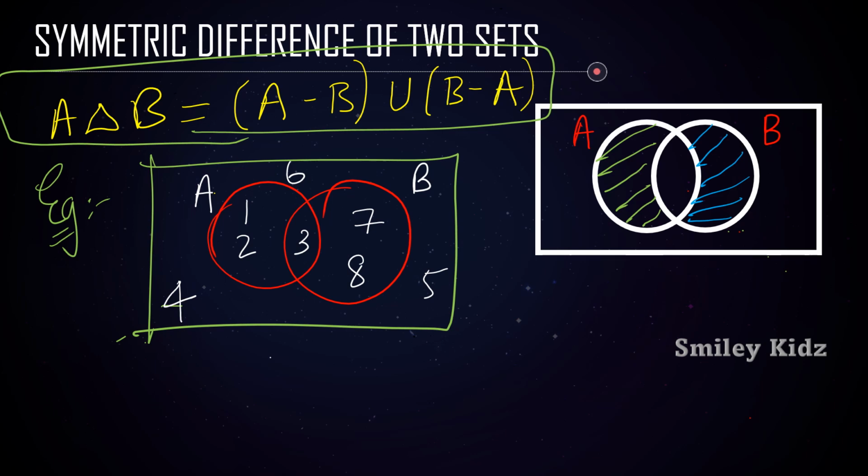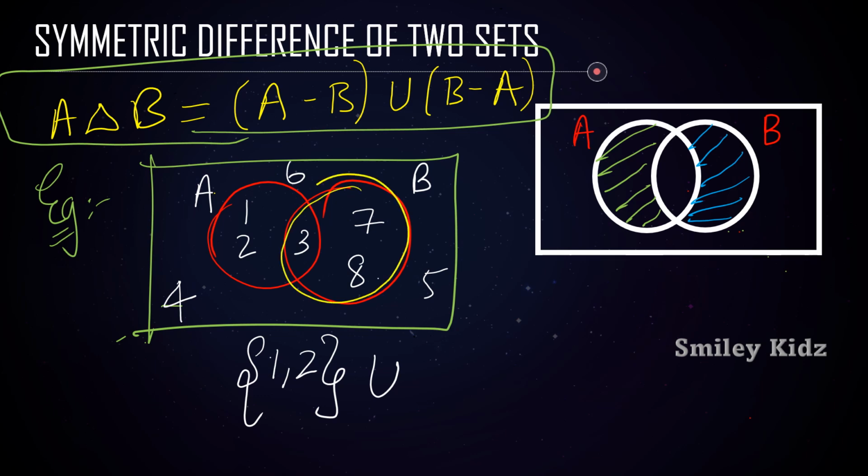A minus B, that means here, this is A. I'm subtracting B from it. That is, this part is getting eliminated. What is the leftover part that is there? 1 and 2. So I'll put 1 and 2, union. You'll still need this union, right? And then I have B minus A. This is my B. I'm subtracting A from it. This is getting eliminated. What is the leftover part? 7, 8.